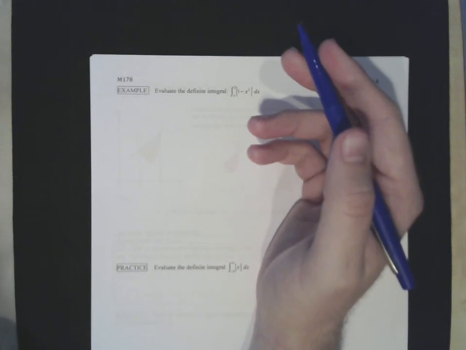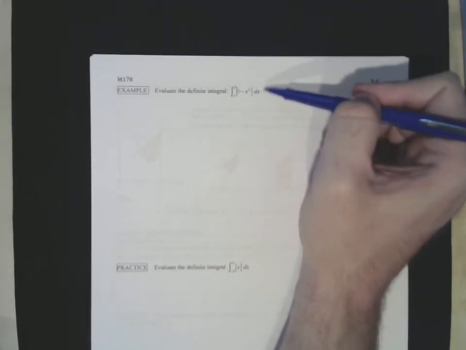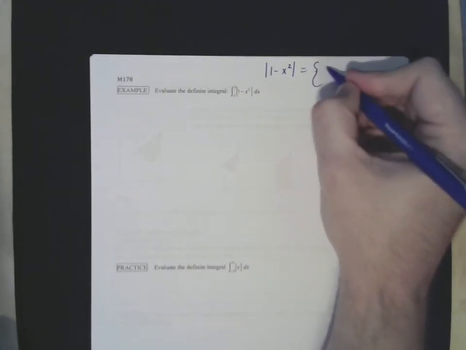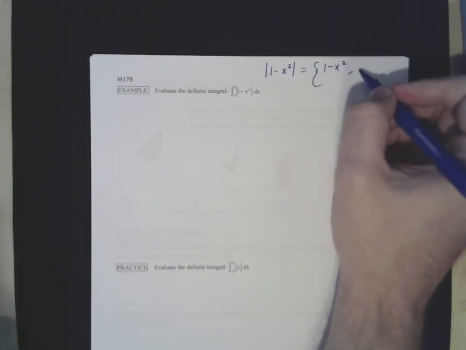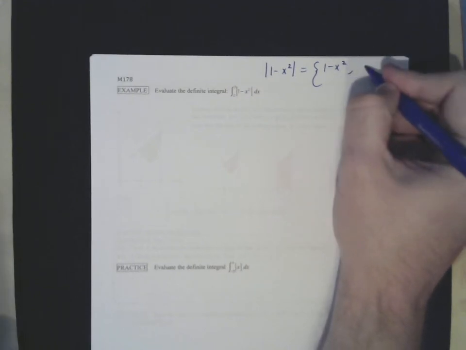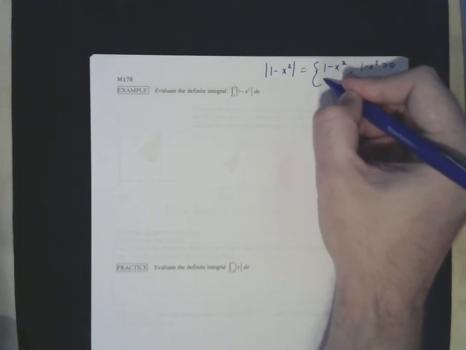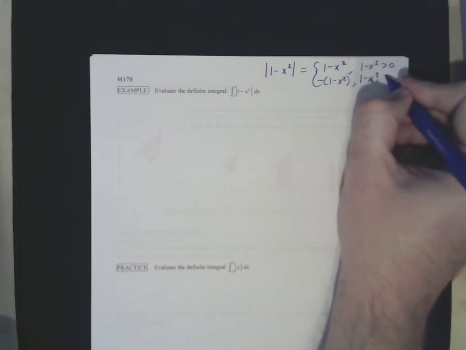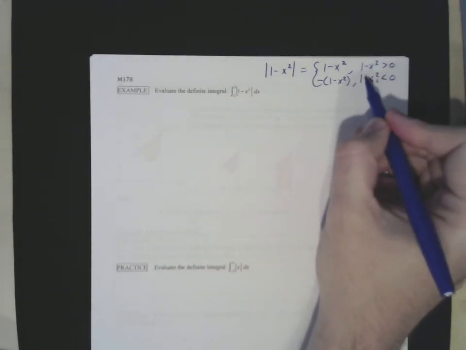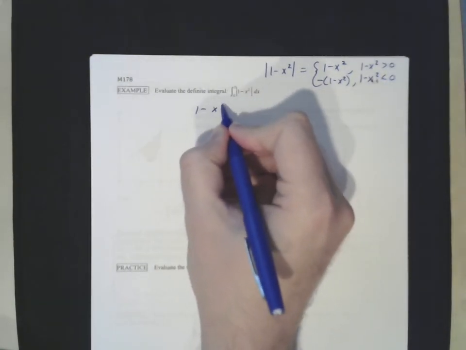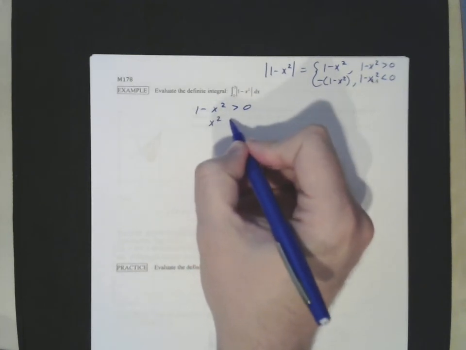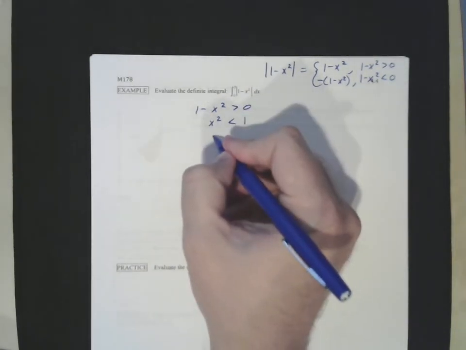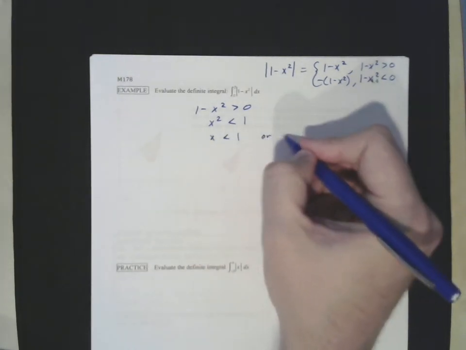So when we have absolute values, remember the absolute value of 1 minus x squared is a piecewise function. That is 1 minus x squared when this is positive, when 1 minus x squared is greater than 0, and negative (1 minus x squared) when this is negative. So what we need to do is figure out where this changes. 1 minus x squared being positive, greater than 0, is when x squared is less than 1, or when x is less than 1 and x is greater than -1.